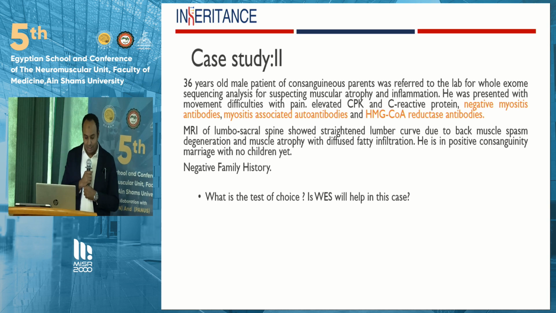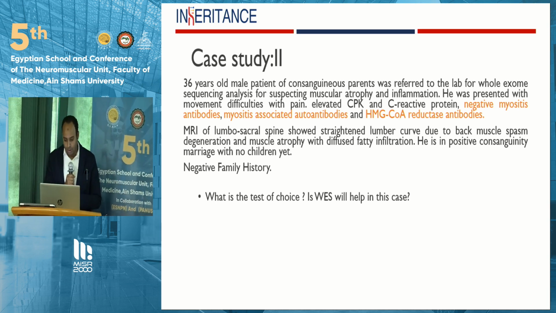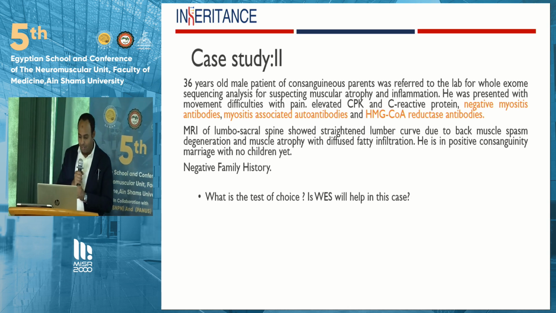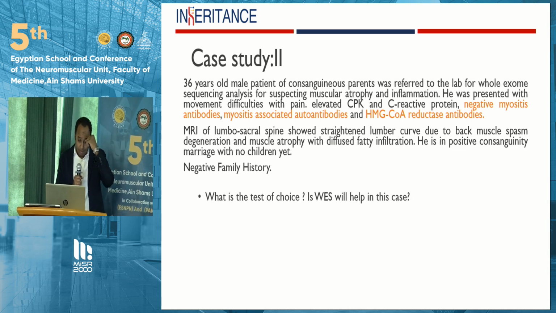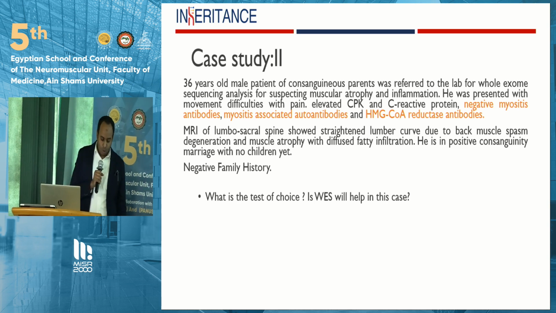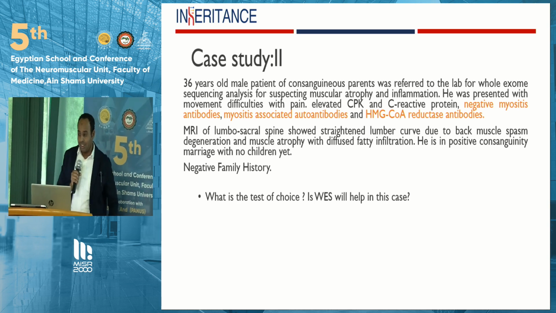So the second case is a 36-year-old male patient of consanguineous parents, referred to the lab for whole exome sequencing, with suspicion of muscle atrophy and inflammation. He presented with movement difficulties with pain, elevated CPK and C-reactive protein, negative myositis antibodies, and negative lupus antibodies. So what is the test of choice in this case?